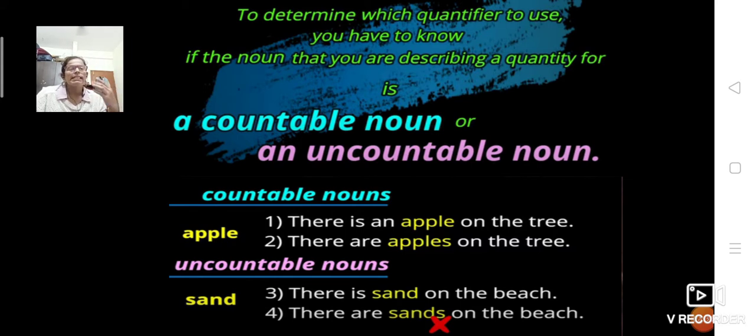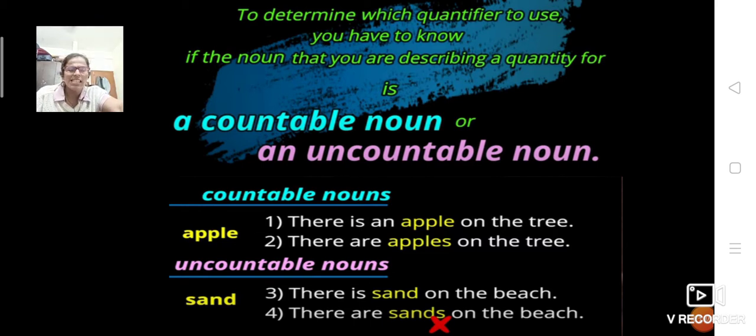Uncountable nouns, like see, there is sand on the beach. I can't say there is a sand. It's wrong. We should not use a, because a always refers to singular, but we can't count the sand, so we should not use the article here. There is sand on the beach. I hope everyone knows what sand is, right? There are sands on the beach is wrong. So I have put the wrong mark there, children. There are sands on the beach is wrong, right?